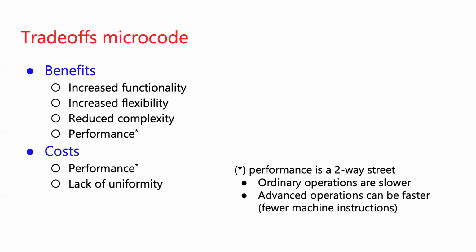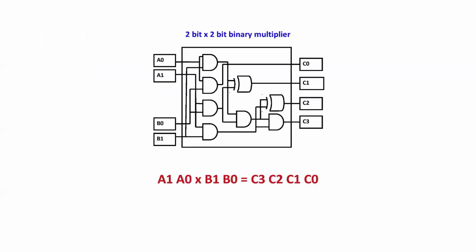So the CISC model, microcode, was a popular way of designing a processor that was flexible and that could support a large number of varied and often special purpose instructions. To see two different design philosophies, let's talk about an operation like a multiply operation. And to make it easier to talk about, we're going to look at a tiny little example of a multiplier. Its job is going to be to multiply two 2-bit numbers.